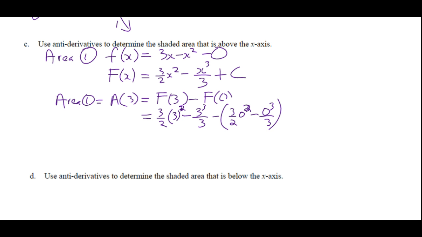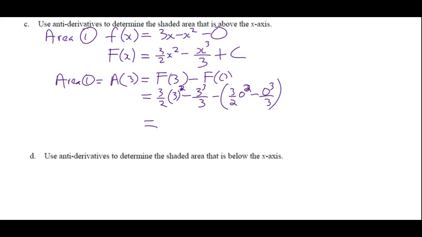Do you have to do anything with the C? No. It's the same for F of 3 as it is for F of 0, right? That's why we can, in essence, ignore it. It's going to be part of F of 3, but then you're subtracting F of 0, and it's also part of F of 0, so it's just going to subtract off. So we don't bother.